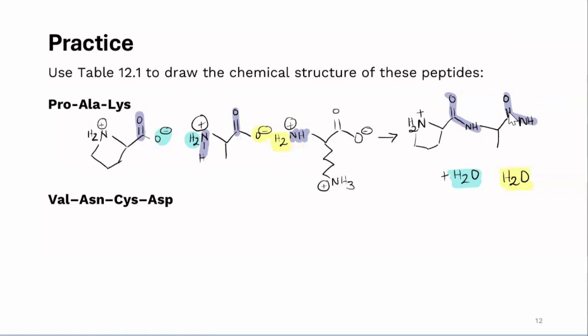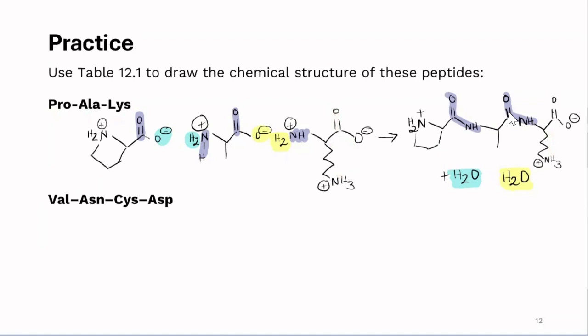And then I have an alpha carbon, and I have 1, 2, 3, 4 carbons connected to NH3, positively charged. And then, since I already drew this here, the last thing that I need to draw is that C double bond O, O minus. C double bond O, O minus. So that is the peptide that comes from combining a proline, an alanine, and a lysine.